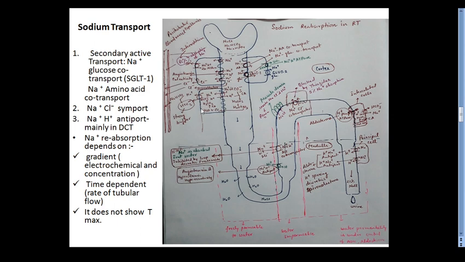Here in the PCT, we have discussed that there is formation of carbonic acid in the presence of the carbonic anhydrase enzyme. So if carbonic anhydrase inhibitors are given, there is less formation of bicarbonate ions and hydrogen ions, less secretion of hydrogen ions, and so less absorption of sodium ions.